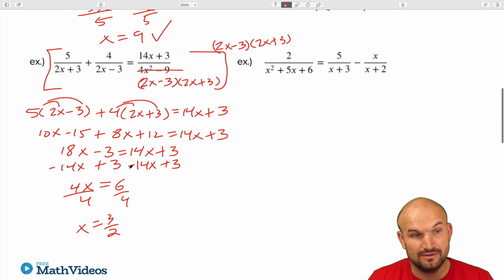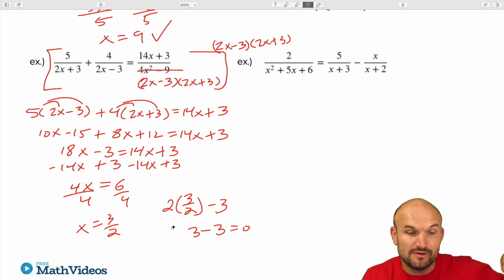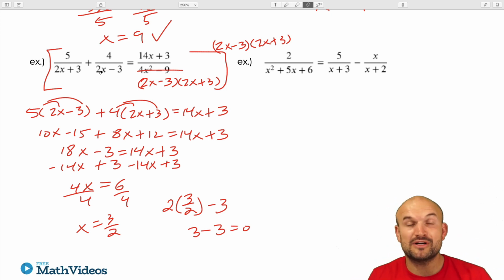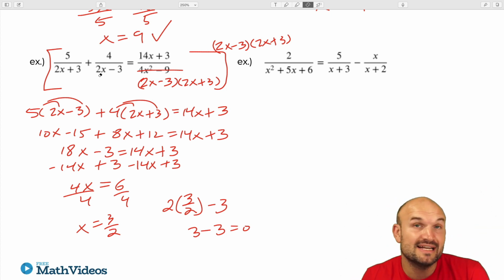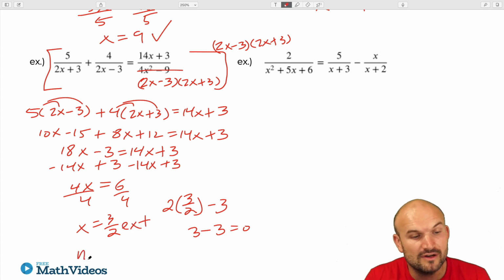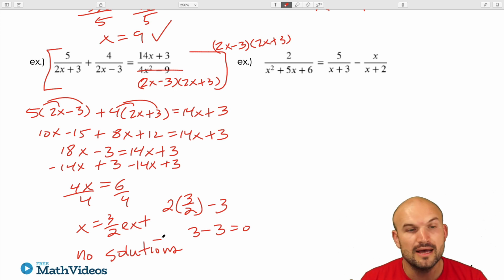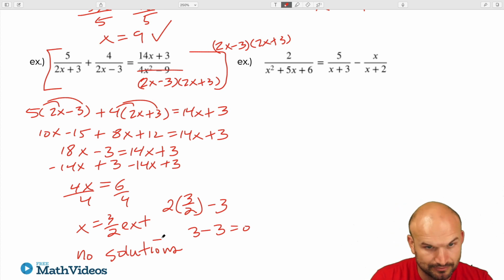Now, again, if we look at this, if you plug in 3 halves into this equation, notice that 2 times 3 halves minus 3 equals 0, right? 3 minus 3 equals 0. So that's a big problem, guys, because if you plug in your solution and it makes the denominator of your original equation equal 0, then it's extraneous. So this is extraneous. And since there's only one solution, we have no solutions. Sometimes you can have two solutions, where one's extraneous and one is the solution. But in this case, we only had one solution, and since it was extraneous, we're going to say the equation has no solutions.